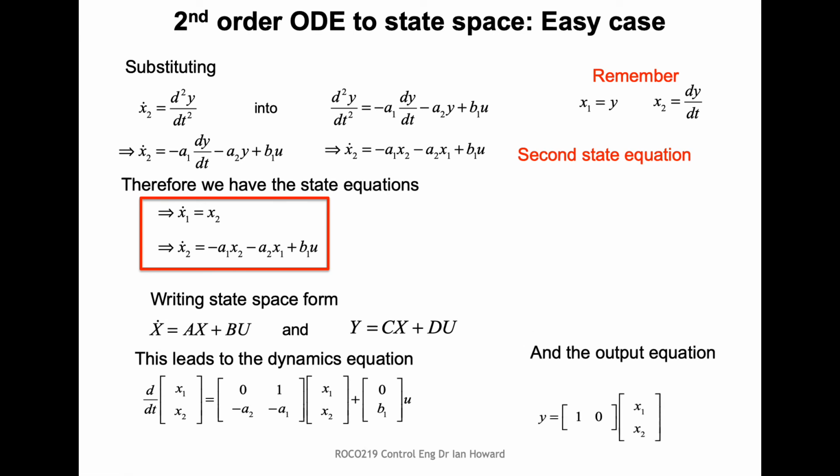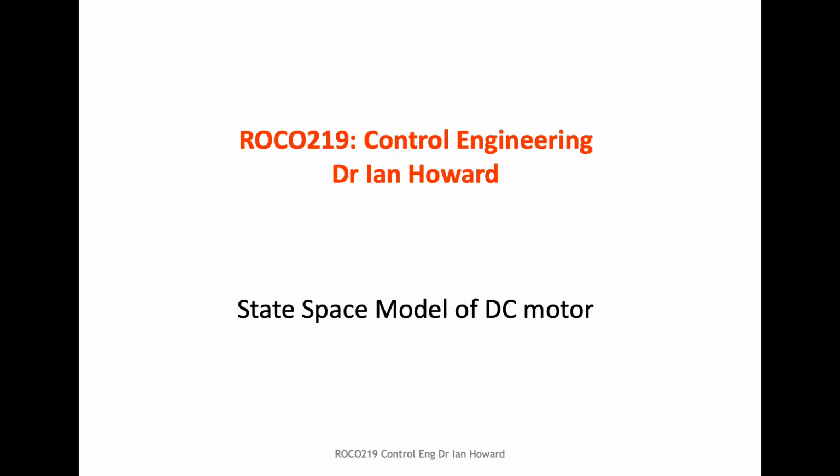And the output equation, in this case, we just want y to be x1. So we have a very simple equation there. So our C matrix is 1, 0 in order to select x1. Let's now quickly do an example of a DC motor.